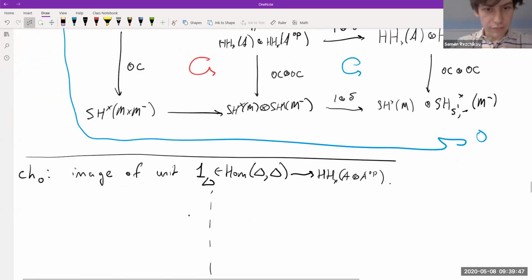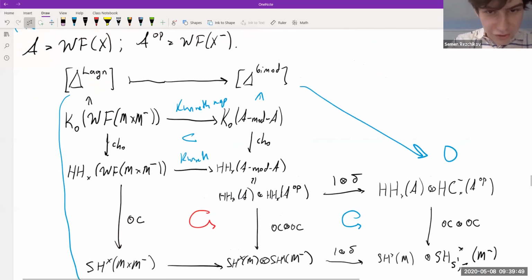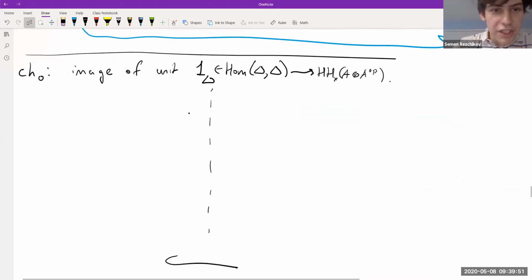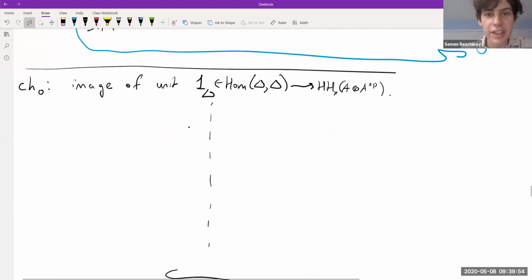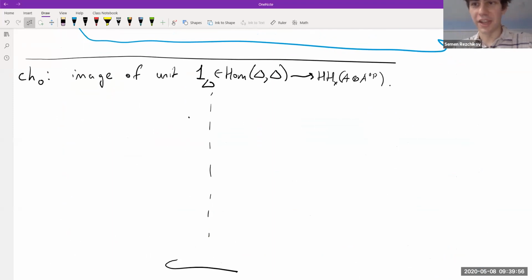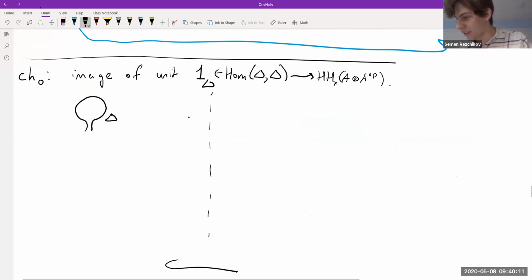Okay. So now, what's this ch0? I haven't told you about that. Well, that's just the image of the unit in Homs from the diagonal to itself. Cool. So that's something simple. Let's write that down. So you start off with the unit of the diagonal Lagrangian. So this is kind of given by a moduli space like this.